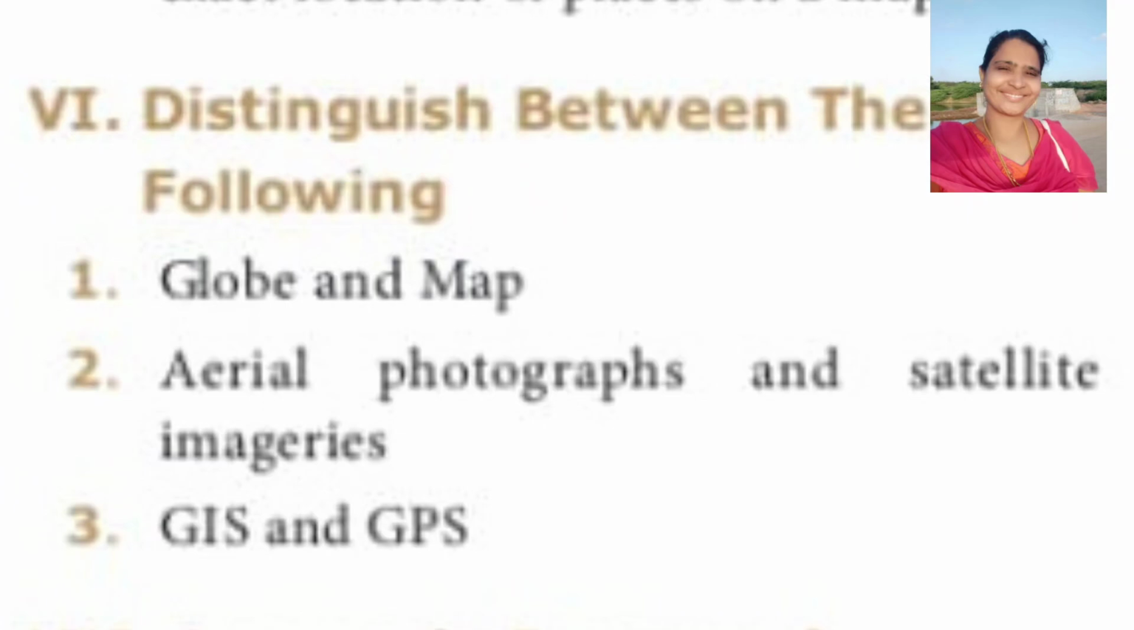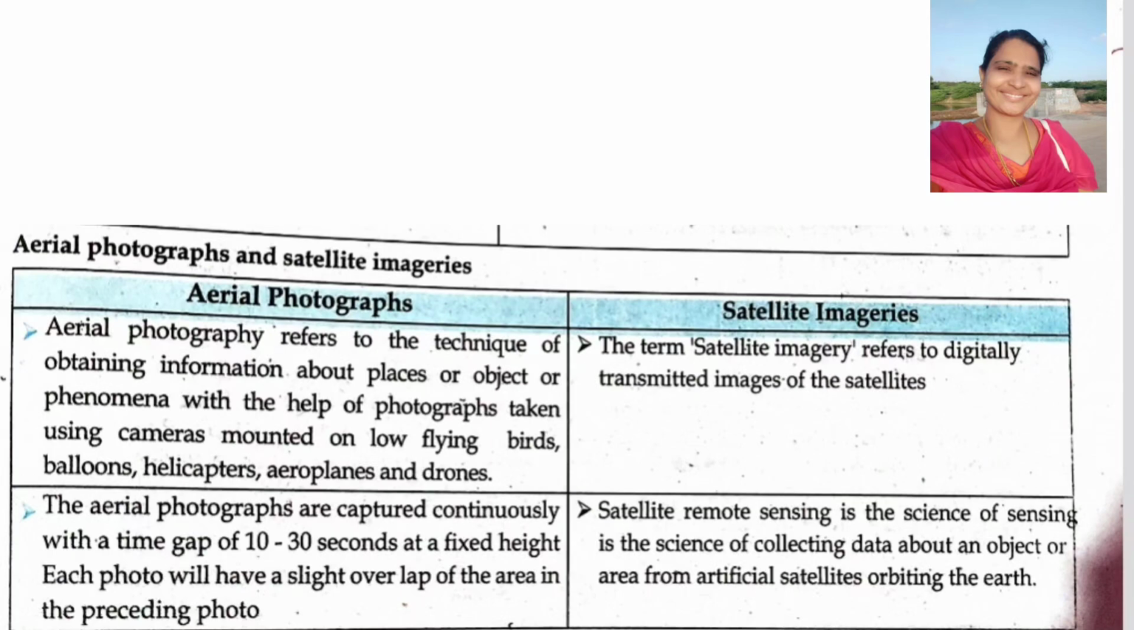Second one, aerial photographs and satellite imageries. Aerial photography refers to the technique of obtaining information about places or objects or phenomena with the help of photographs taken using cameras mounted on low flying birds, balloons, helicopters, airplanes, and drones. Whereas satellite imagery refers to digitally transmitted images of the satellite.